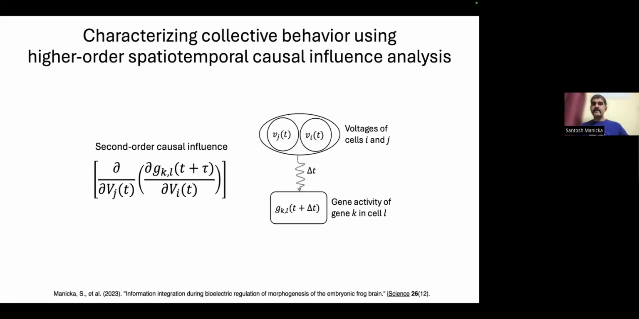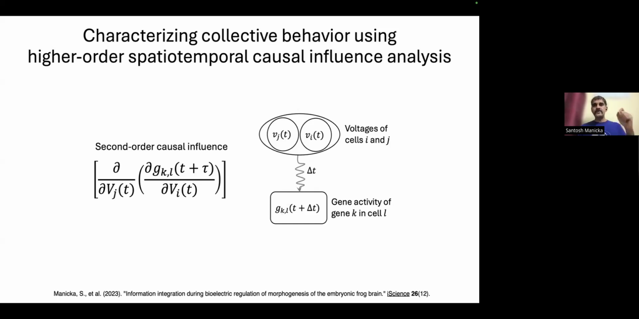But the question, again, as before, is how does it work? How is it that a two-dimensional tissue, a network of cells, processes or collects information across space and then decides whether it's the right pattern or not? To do that, I don't want to go into the history of it, but we found that we had to compute the second order derivative here. What this derivative represents is it keeps track of how gene expressions change over time in response to voltages of pairs of cells. It's not a single cell anymore.